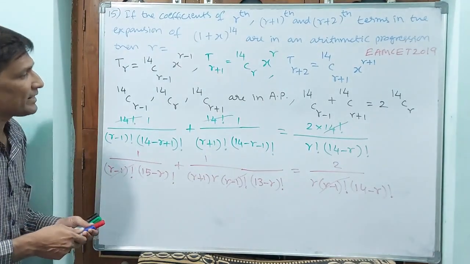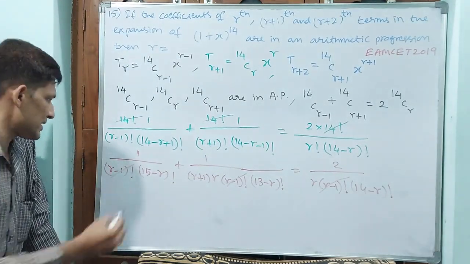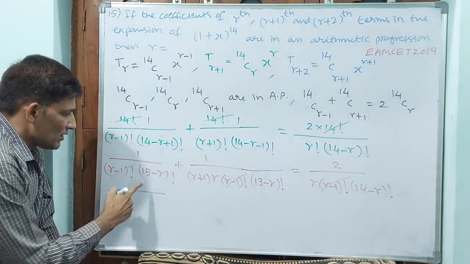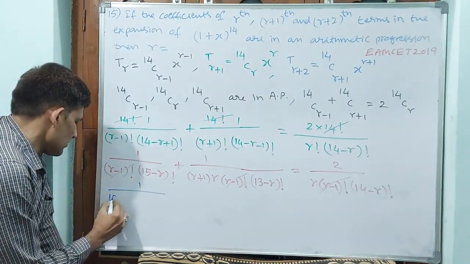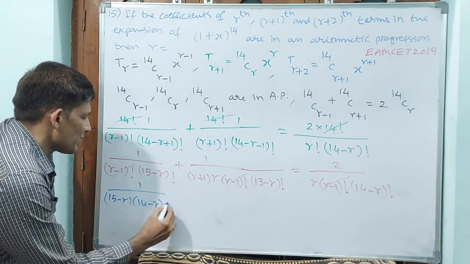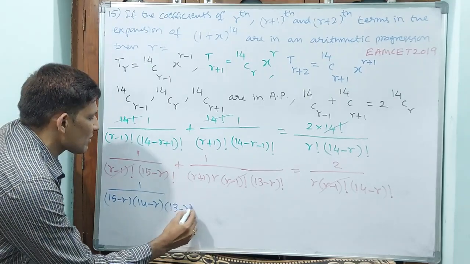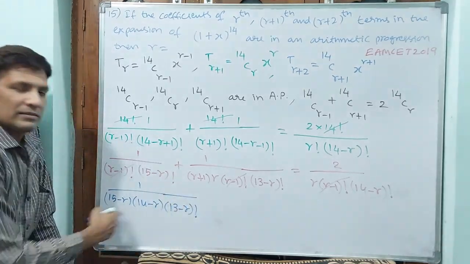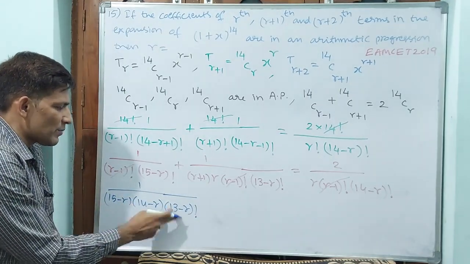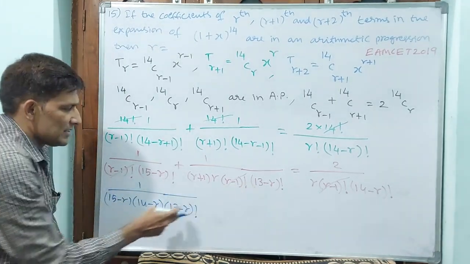Okay, then you separate for this also. See how I am doing this, separate. 1 divided by, here r minus 1 factorial gone. 15 minus r into 14 minus r into 13 minus r factorial. Is it okay? Definitely okay. Okay? 15 minus r into 14 minus r into 13 minus r factorial. 13 minus r factorial is least.